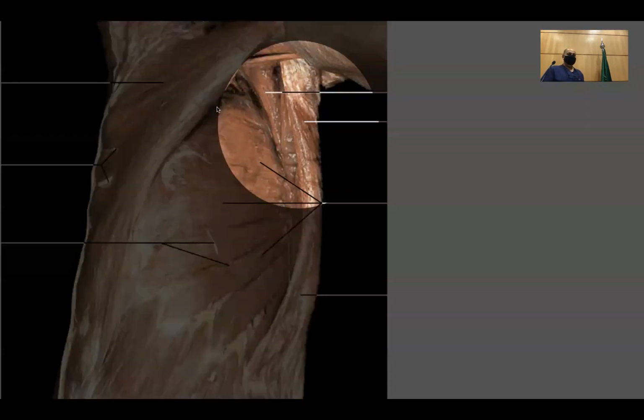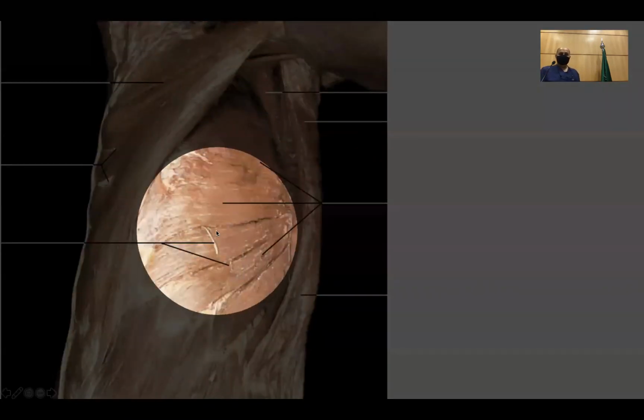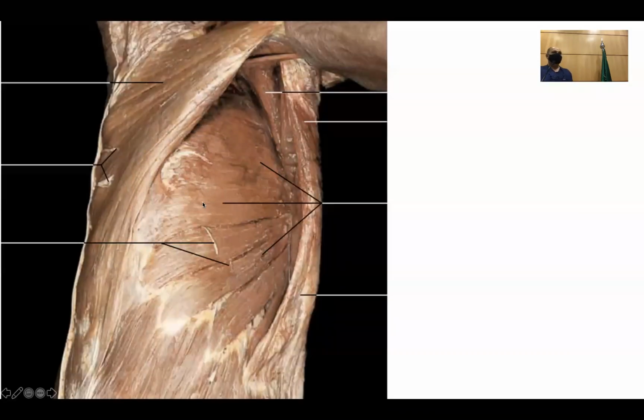Why am I calling this muscle serratus anterior? You can see very clearly the serrations. Can you see these serrations? That's the medial wall, lateral wall of my rib cage. Laterally you're looking at.